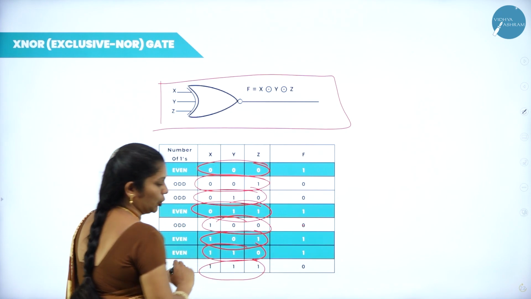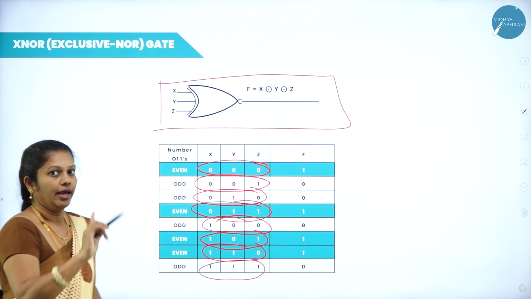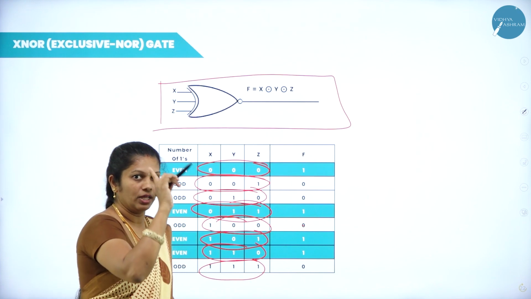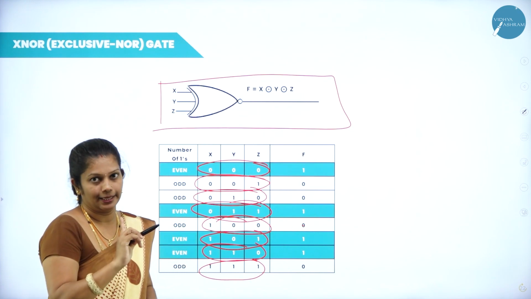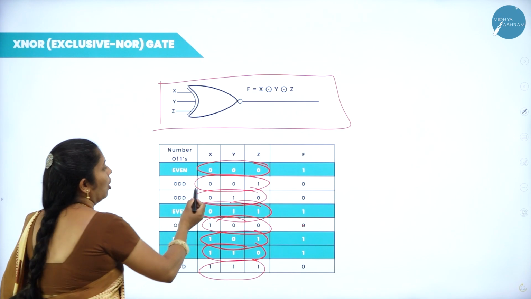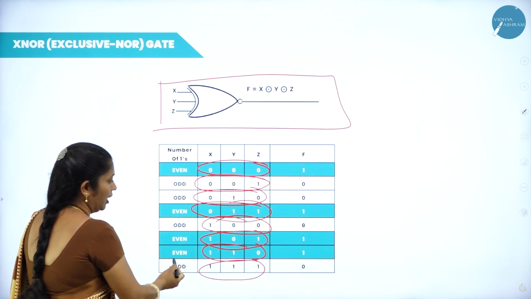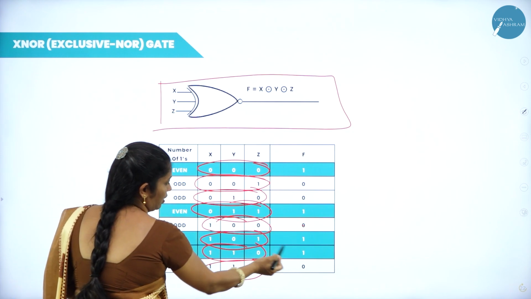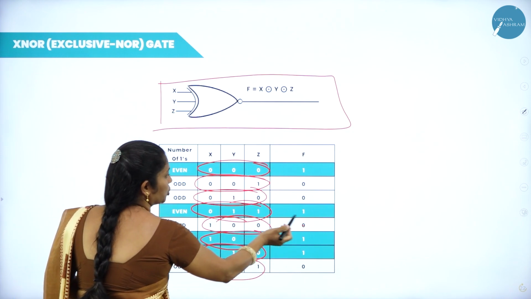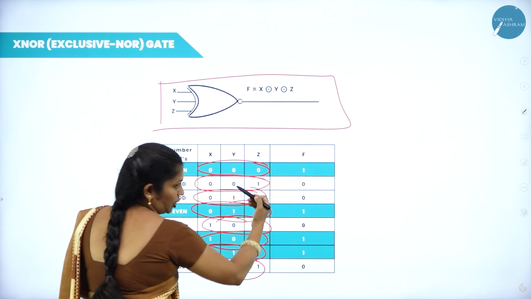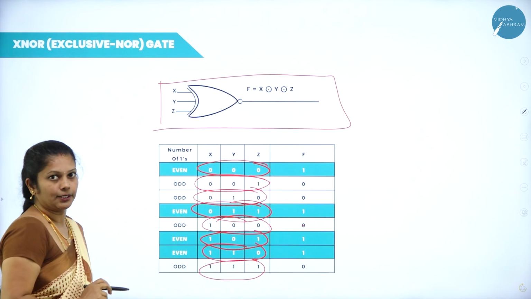3 times, 0. In the exclusive NOR gate, we have to count how many times 1 is there. If it is an odd number of times, 0. If it is an even number of times, 1. See here, how many times did we have? 2 times, that's why 1. Here also 2 times, 1. Here also 2 times, 1. Here 0 times, that is even, that's why 1 here.